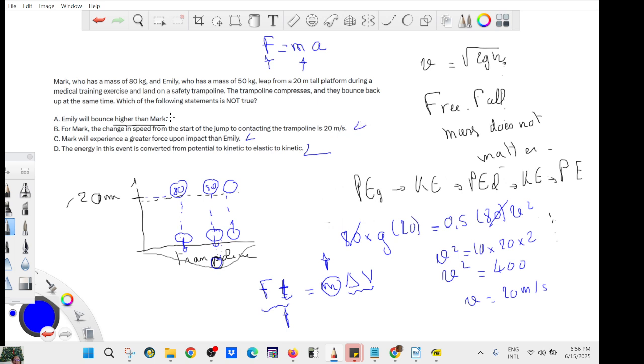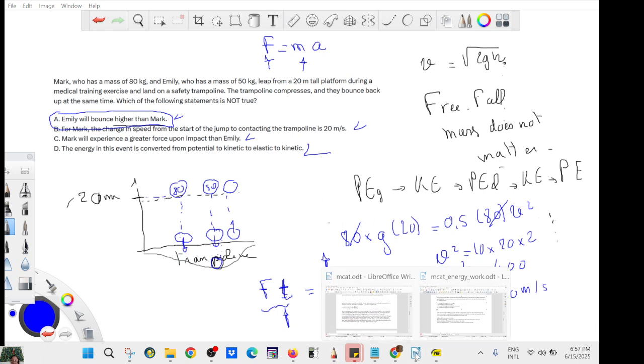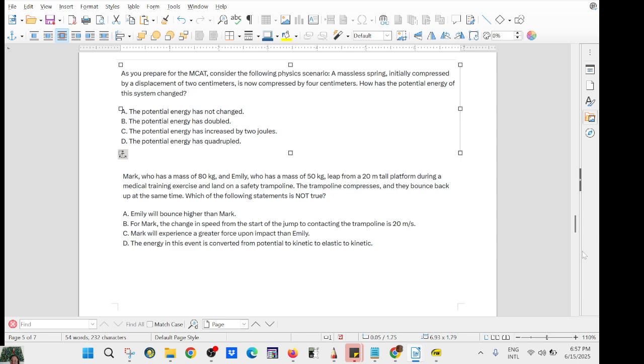Does Emily bounce higher than Mark? That is not true, because of conservation of energy. If you start from here, you go back to the same height. You cannot go higher unless there is an input of energy on the way. So the statement which is not true would be A. This one maybe was a little bit tricky. They like tricky questions sometimes.